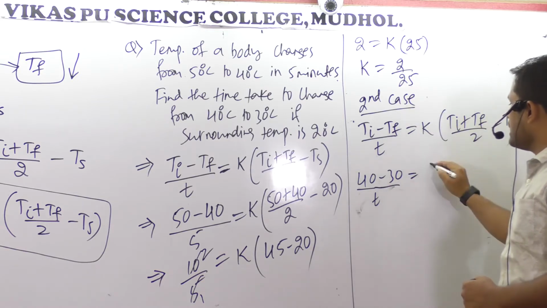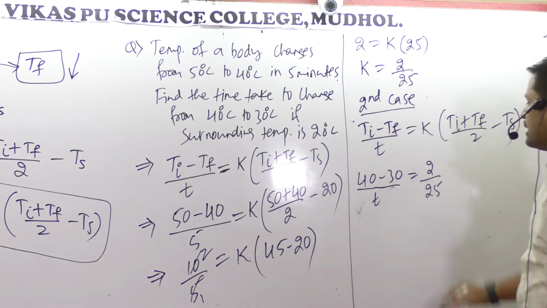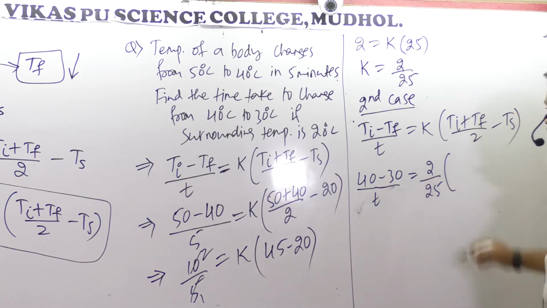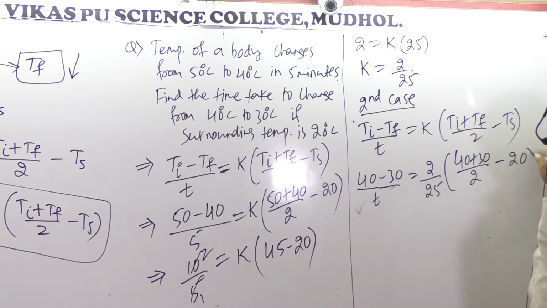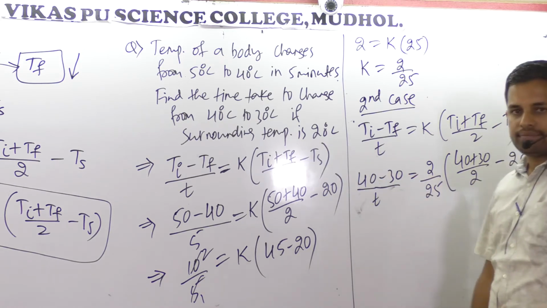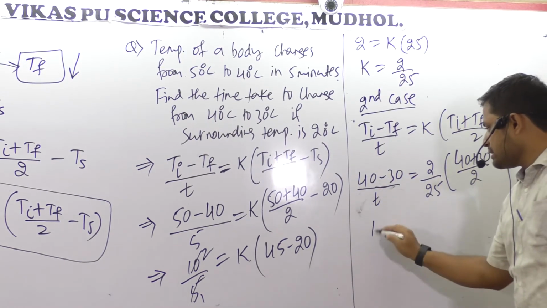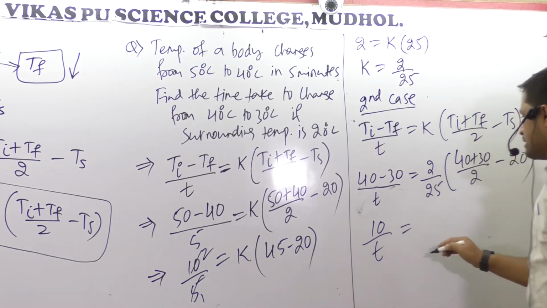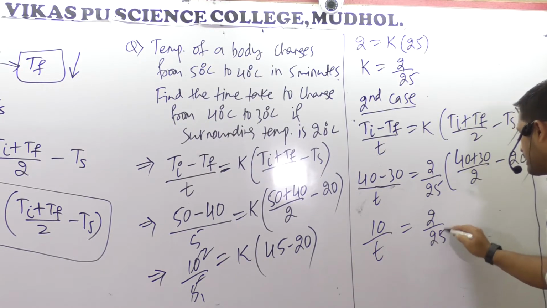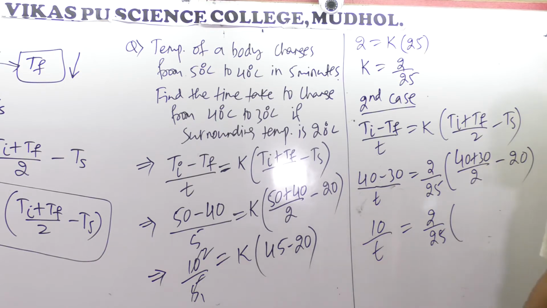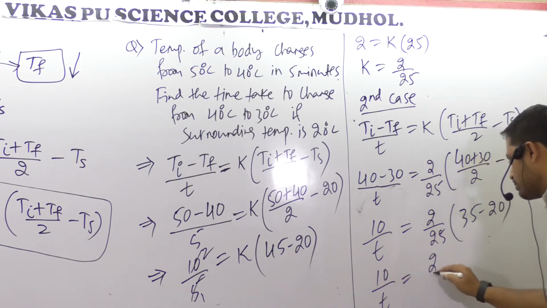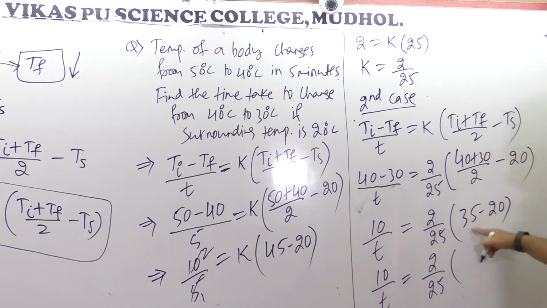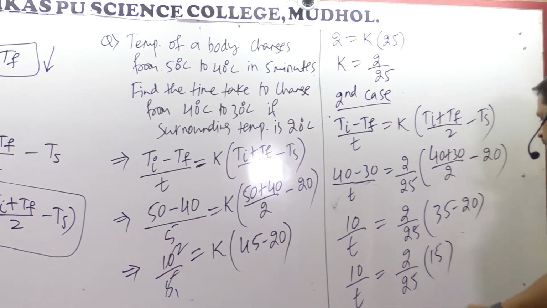That is equal to k value. What is that? 2 divided by 25. Already I calculated. In bracket, Ti is going to be 40, Tf is going to be 30, divided by 2, minus Ts is going to be 20. Surrounding temperature is 20. Okay, fine. So 40 minus 30, 10. 10 divided by T, that is equal to 2 divided by 25, bracket 40 plus 30, 70. 70 divided by 2, 35. 35 minus 20. So it becomes like 10 over T is equal to 2 over 25, bracket 35 minus 20 is going to be 15.